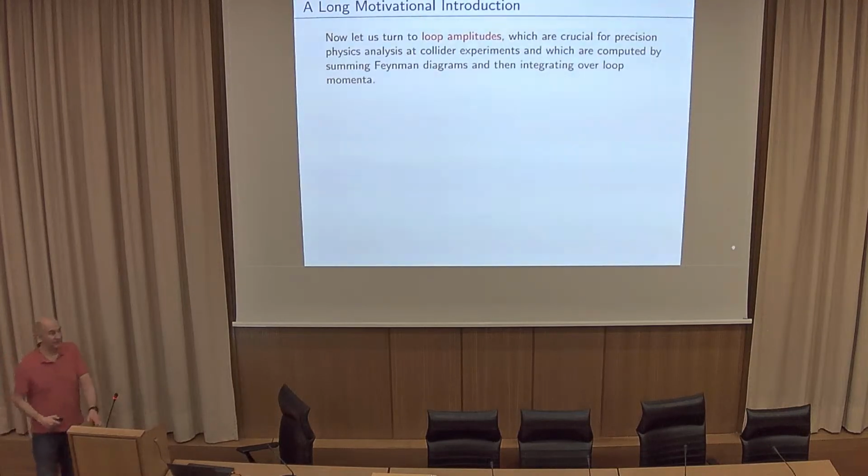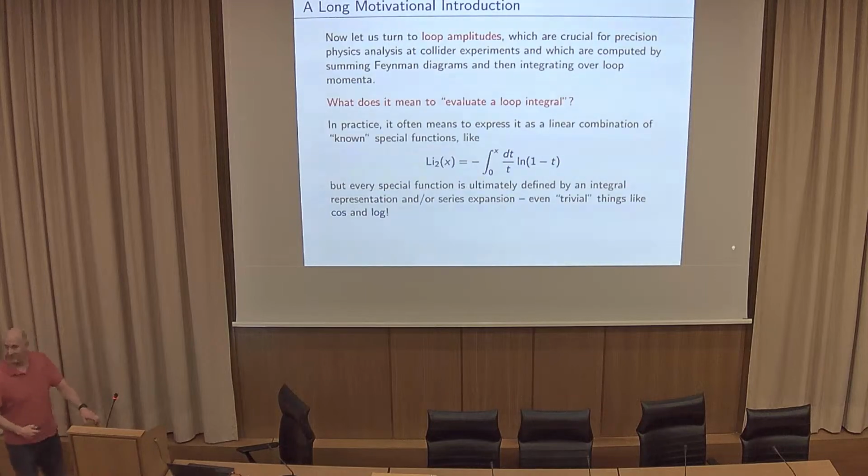Okay, now I'm going to turn to the second part of my talk, which has to do, again, with loop amplitudes, which are, of course, crucial for precision physics analysis at collider experiments like the LHC. But unfortunately, I'm going to have a long philosophical digression here. So first I'm going to start with the question, what does it mean to evaluate a loop integral? Because we've seen also in the previous talk, but also in Anastasia's talk, these polylogarithm functions and their generalizations.